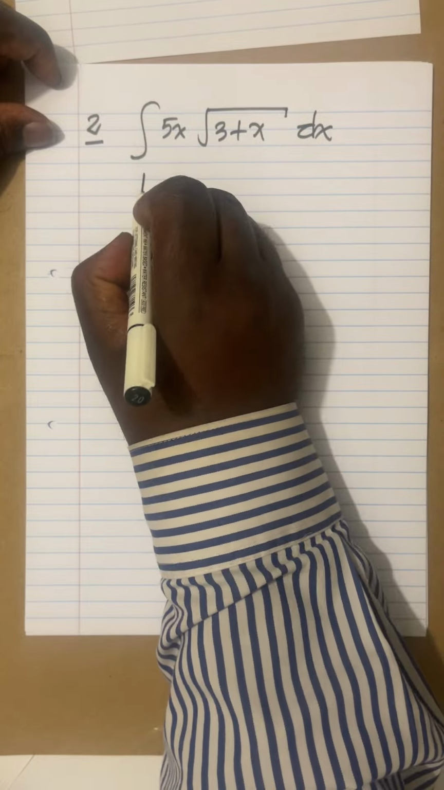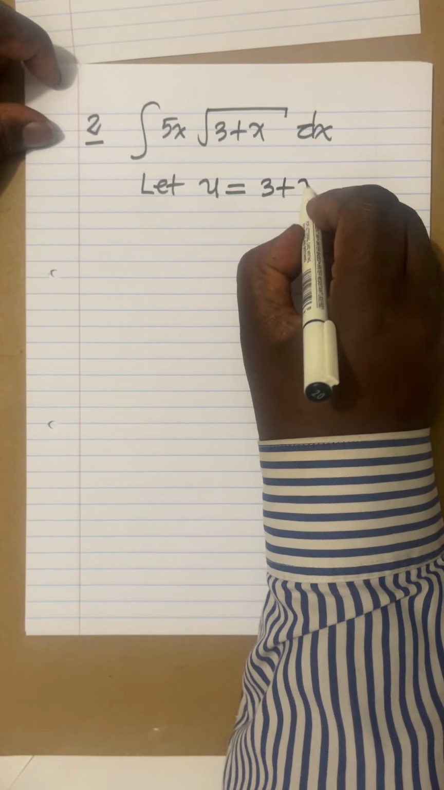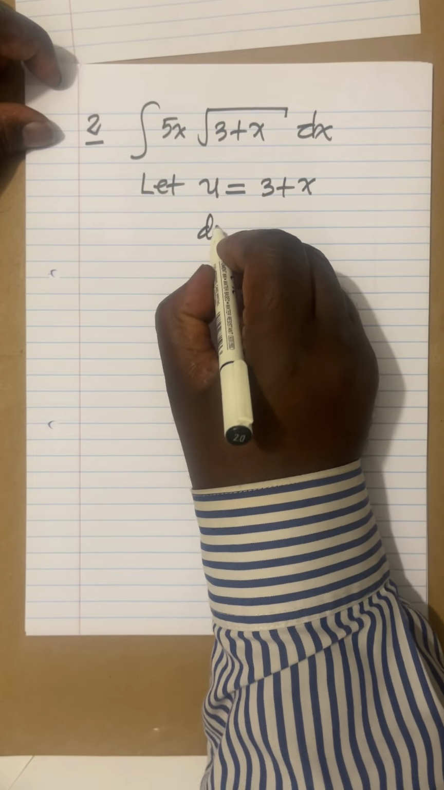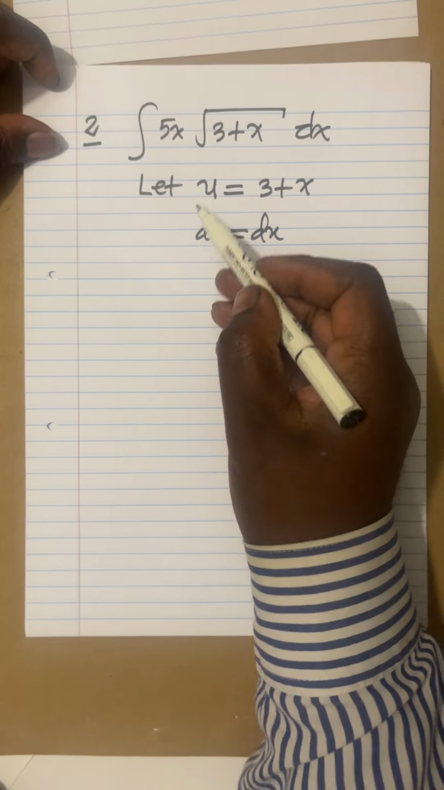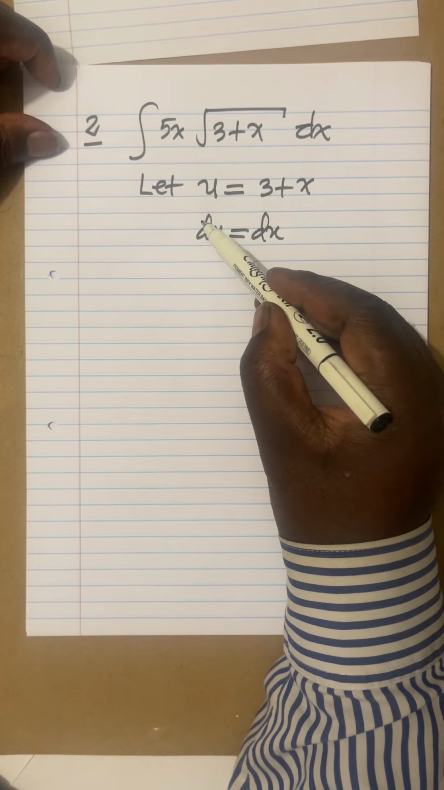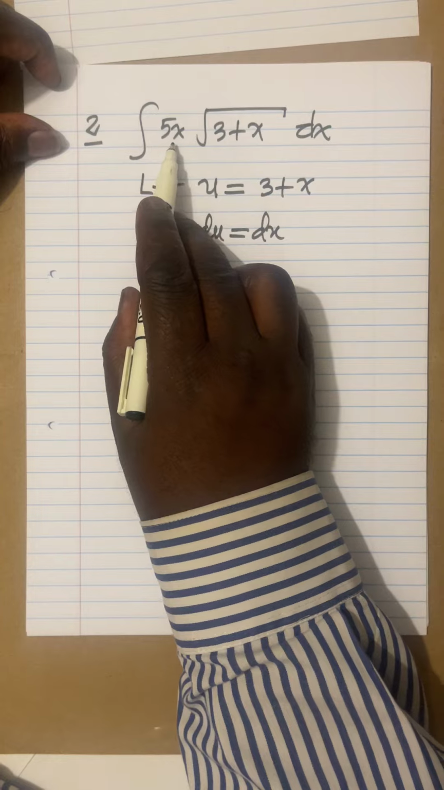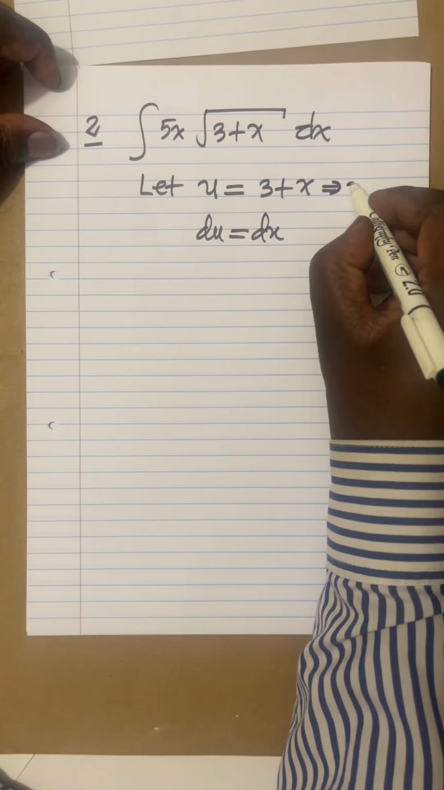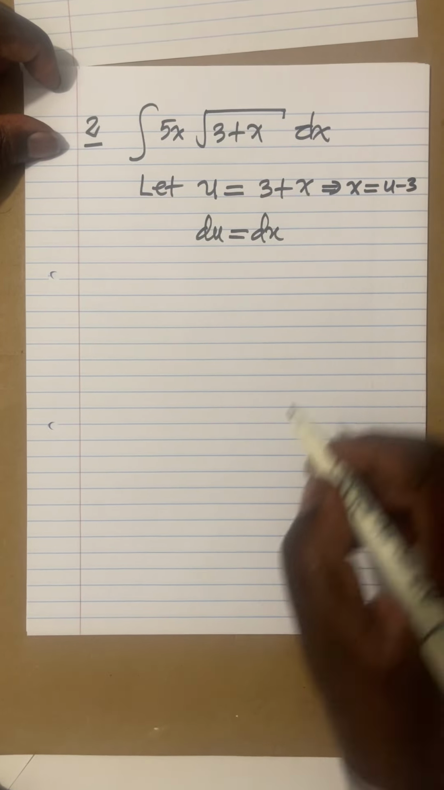What I said is you let u be equal to 3 plus x. And obviously, if you differentiate, you have du dx equals 1, because the derivative of a constant is 0. So du dx equals 1, and therefore du will be equal to dx. But in here, I have x outside there. So I have to solve this for x. So this implies that x will be u minus 3. That's my value of x.